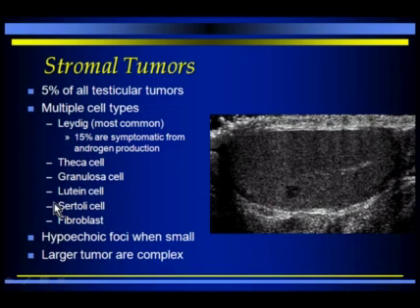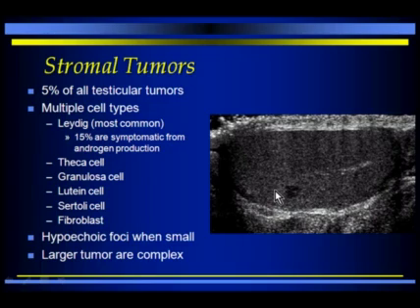As opposed to germ cell tumors, which were far and away the most common tumors in the testicle, stromal tumors are much less common. They account for only 5% of all testicular tumors. This happens to be a stromal tumor, but there's no way you could distinguish this from a classic seminoma.